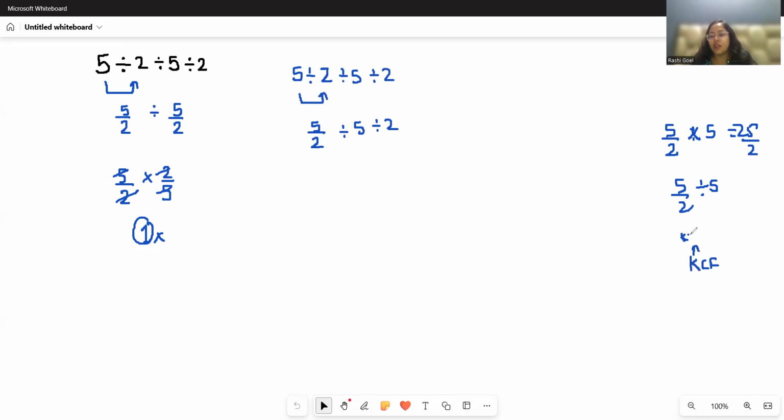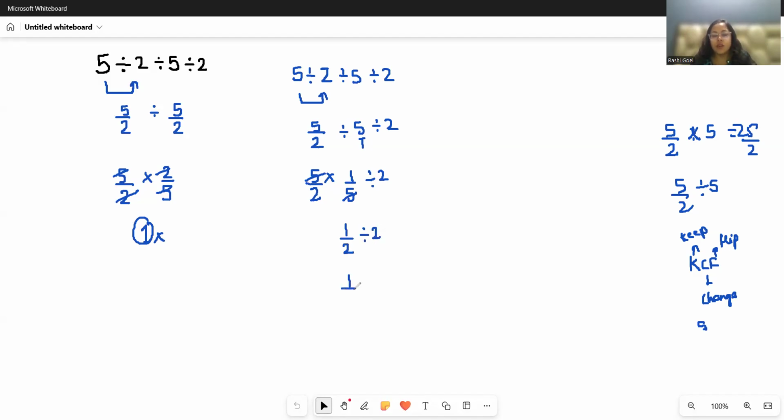In this case you have to follow the KCF rule. Here K stands for keep, C stands for change and F stands for flip. That means keep the left hand, change the symbol from division to multiplication and flip the right hand. Now we can cancel out this. So it becomes 1 by 2 divide by 2.